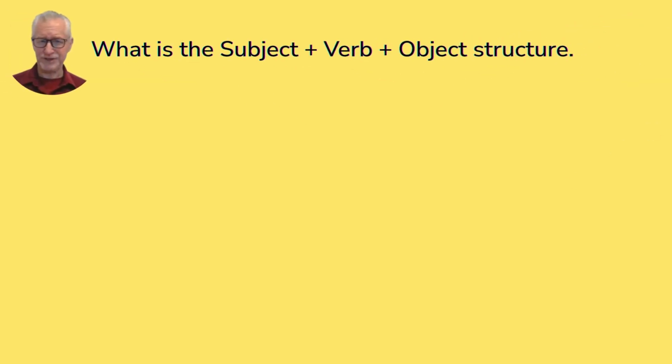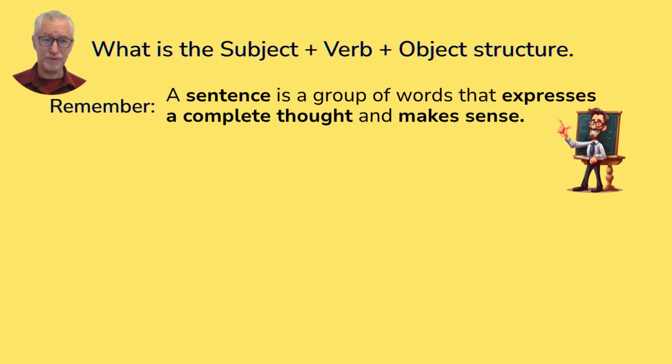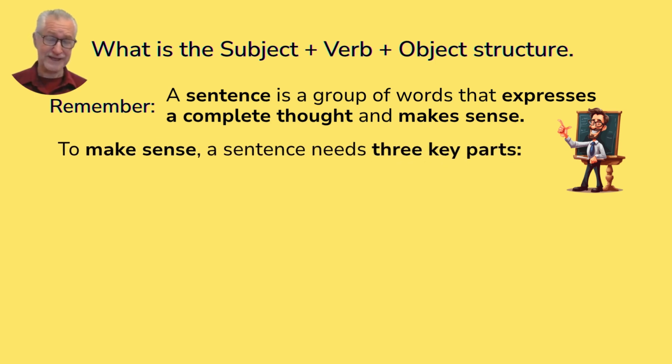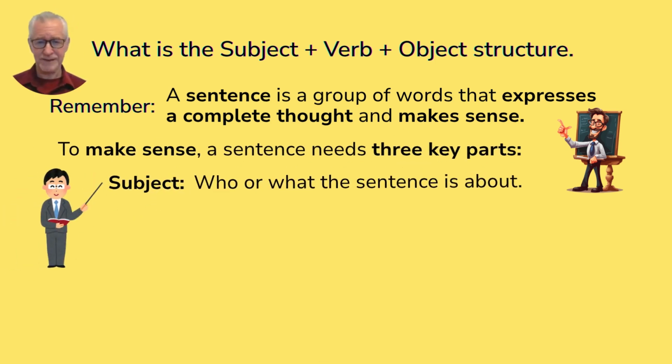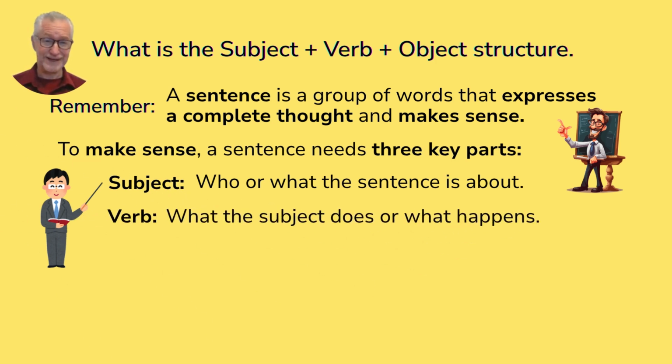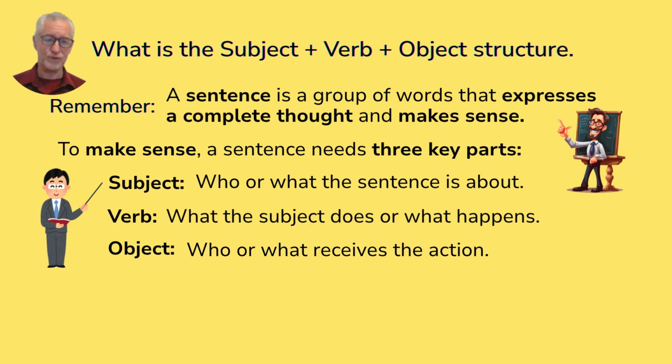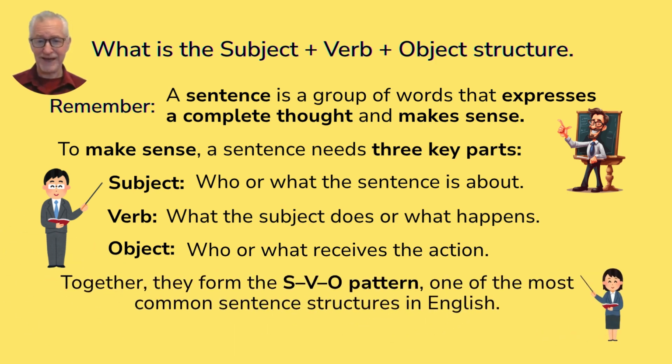So what is the subject, verb, object sentence structure? Well, remember, a sentence is a group of words that expresses a complete thought and makes sense. To make sense, a sentence needs 3 parts: a subject, that's who or what the sentence is about; a verb, that is what the subject does or what happens or what the subject is, it's the action or being part of the sentence; and an object, that's who or what receives the action. So together they form the subject, verb, object pattern, one of the most common sentence structures in English. Let's have a look at how it works.